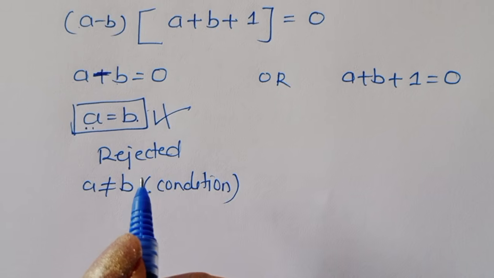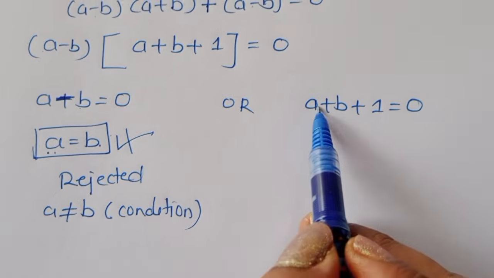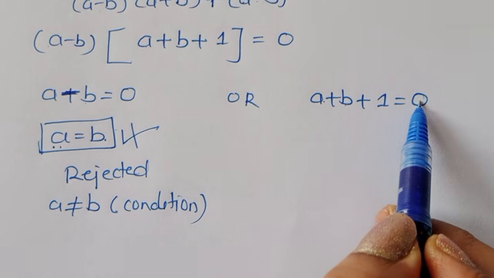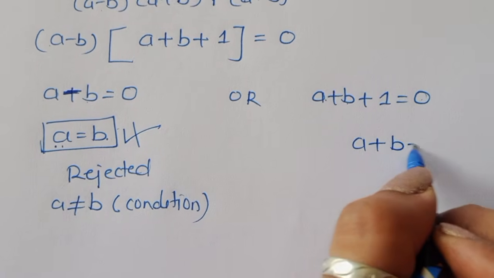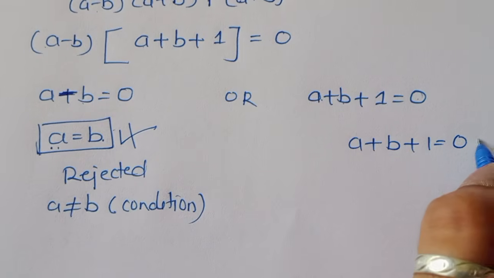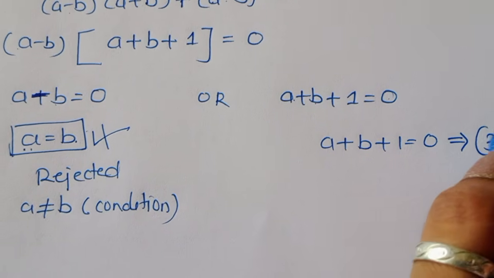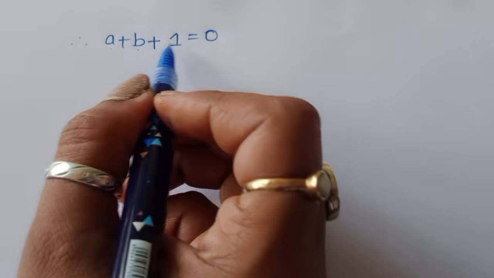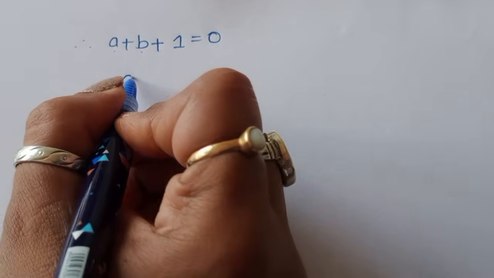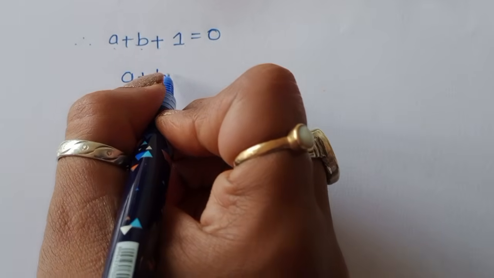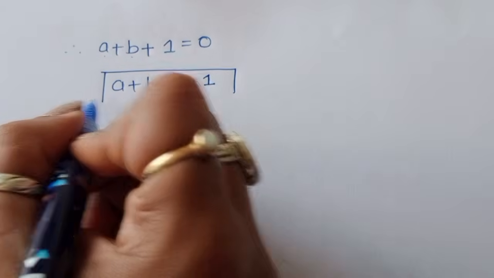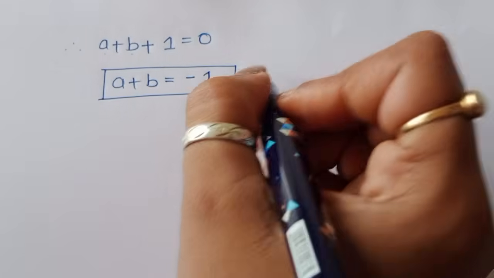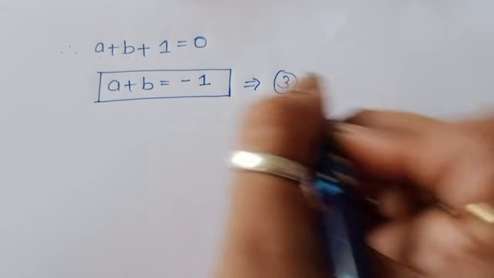Now the second equation is a plus b plus 1 is equal to 0. This is equation number 3. So a plus b plus 1 equal to 0, therefore a plus b is equal to minus 1. This is equation number 3, right?